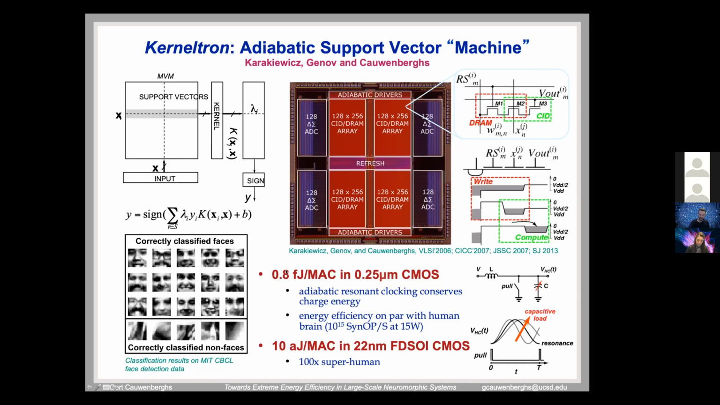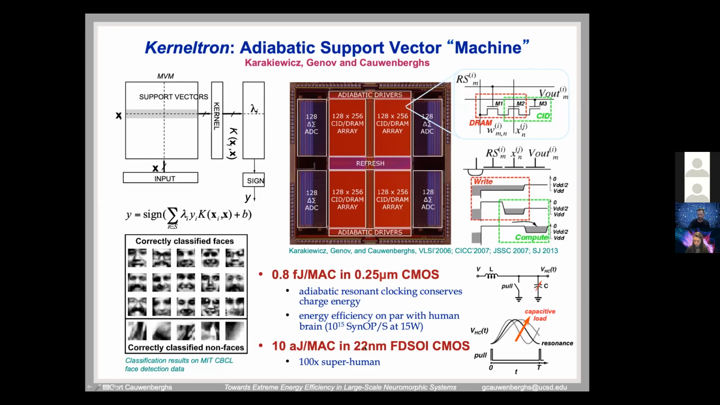This way we demonstrated, 25 years ago, about a femtojoule per multiply-accumulate, in 250 nanometer technology. A femtojoule per MAC is at the level of energy efficiency of the human brain. With all respect to what is happening in the brain, which is much more than just a multiply-accumulate, if you were to abstract the synapse as just a 1-bit multiply-accumulate, that's basically what it is.